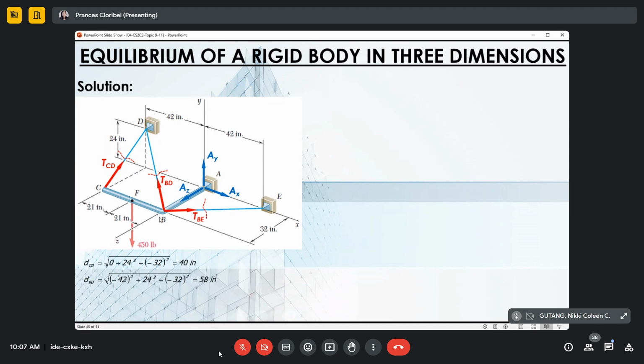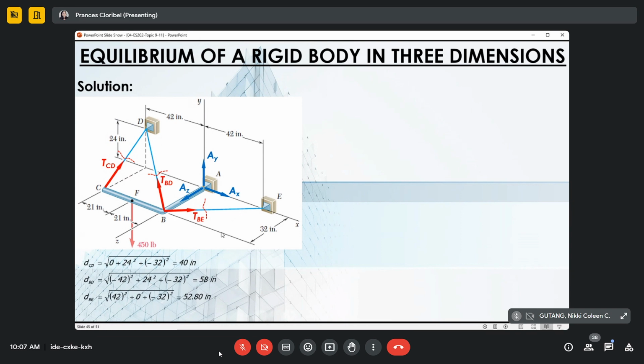B to E, okay? Along X, how much? 42, positive direction, B to E. Positive 42, negative 32. Then Y is zero, we did not pass along it. Okay? So, the distance from B to E is 52.8 inches.